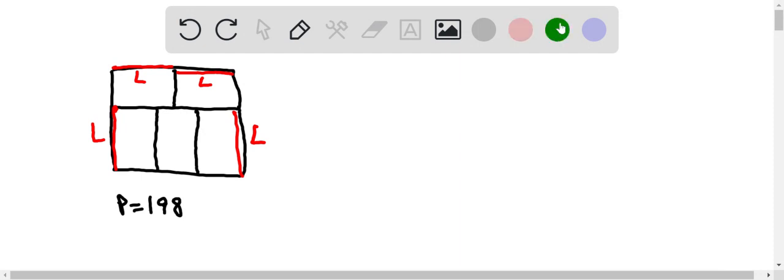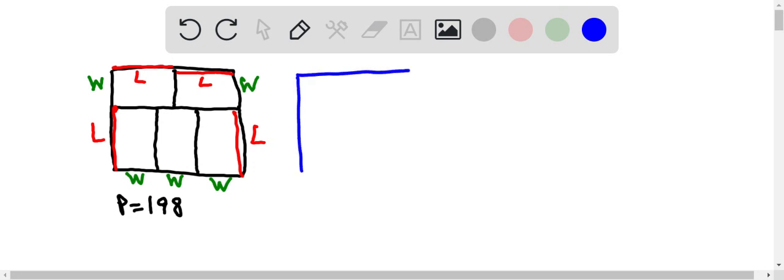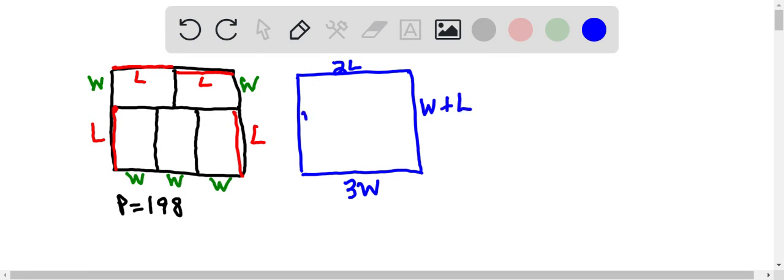And then what about the width? You've got the width of the rectangle here and here. And then you've got the width right here. So if you look at the entire original large outside rectangle, if we were to redraw it here, we have 3 W's, or you could mark it as having 2 L's. And we have a W plus L here and a W plus L here.